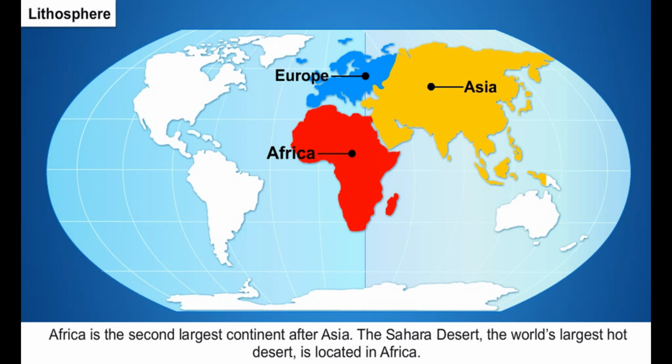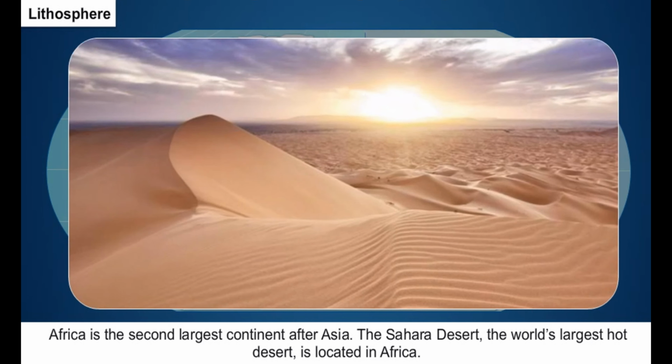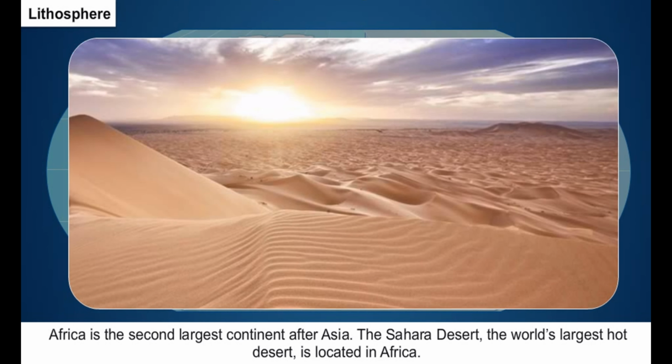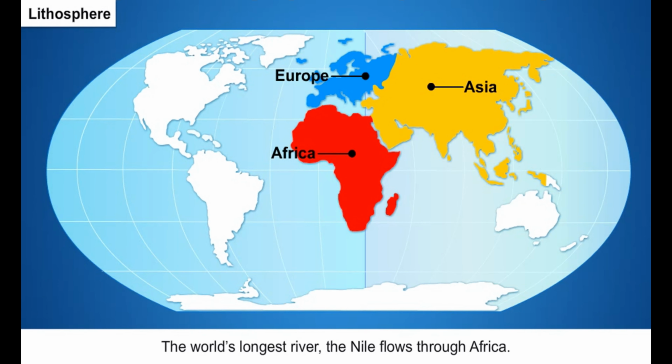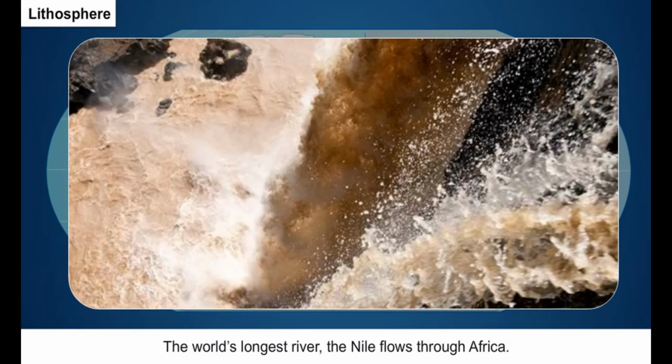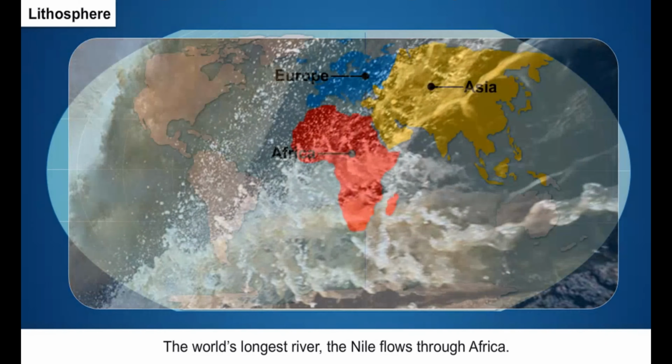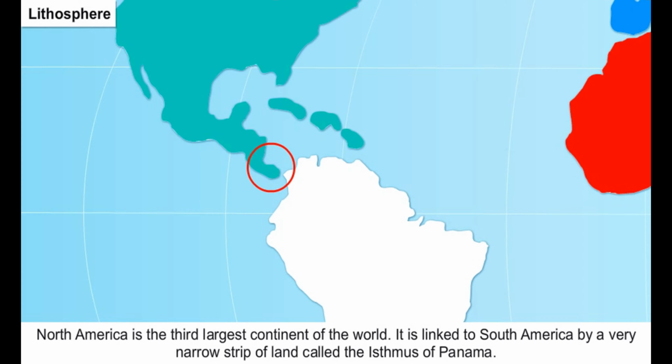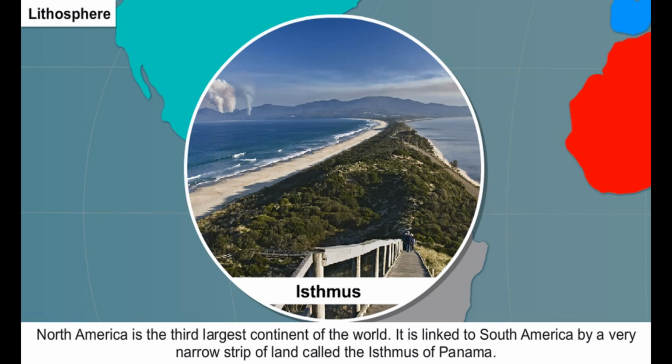3. Africa is the second largest continent after Asia. The Sahara Desert, the world's largest hot desert, is located in Africa. The world's longest river, the Nile, flows through Africa. 4. North America is the third largest continent of the world. It is linked to South America by a very narrow strip of land called the Isthmus of Panama.